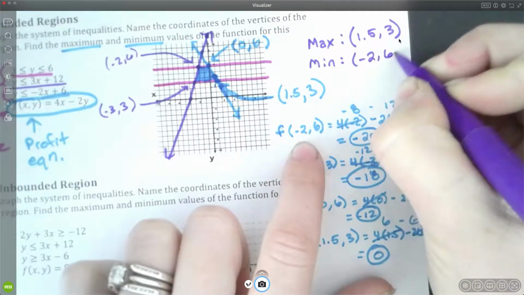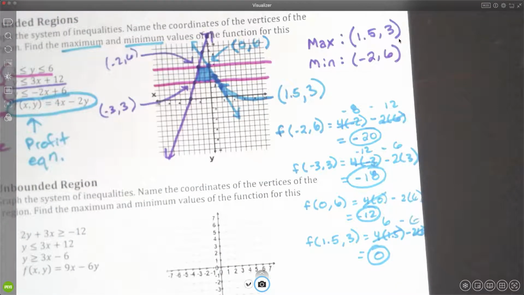Okay, so does that make sense? Yes. So now they won't always have you find the maximum and minimum. It will depend upon what your scenario is. So if this is telling me profit, do I want a maximum profit or a minimum profit?